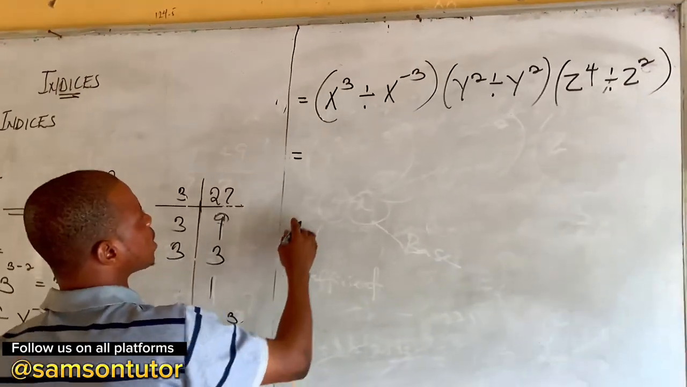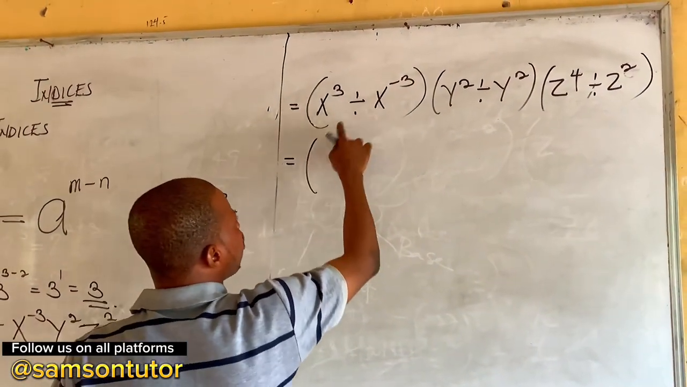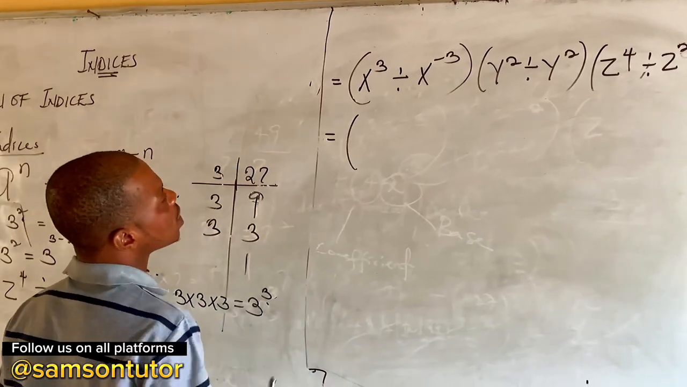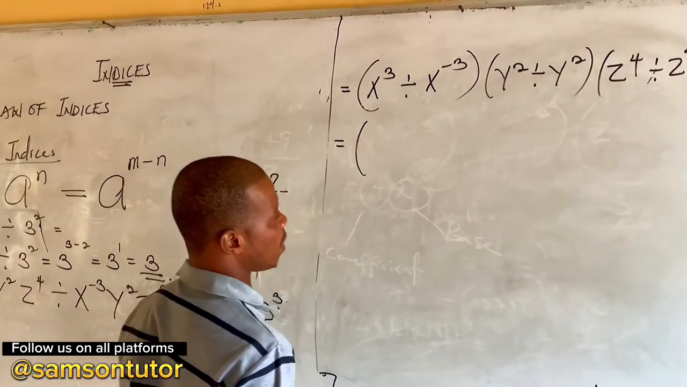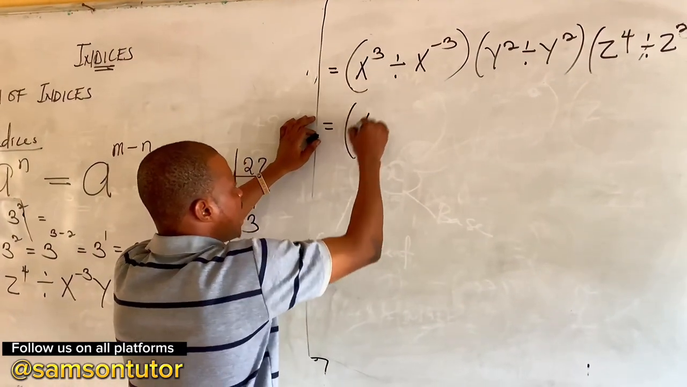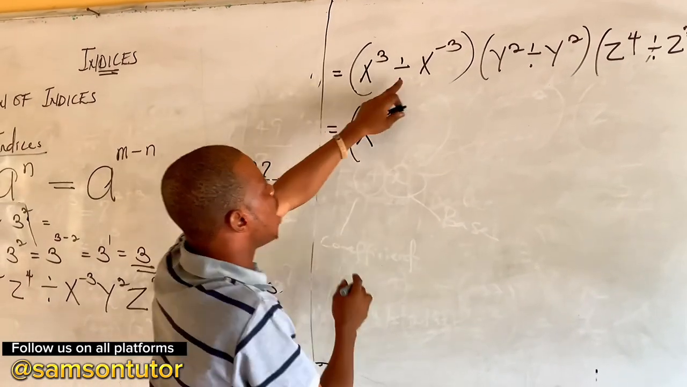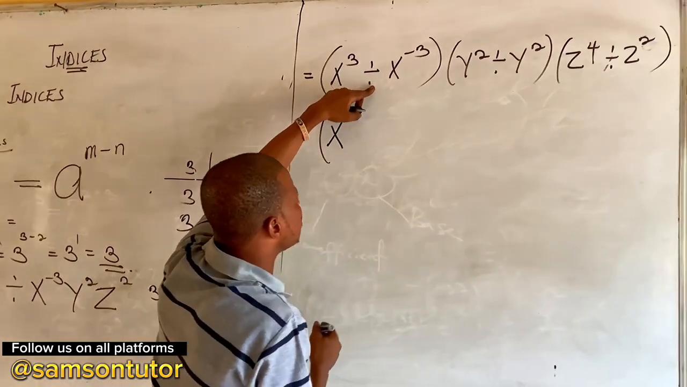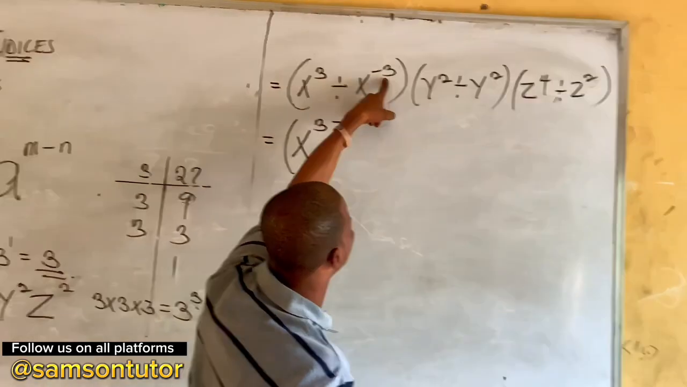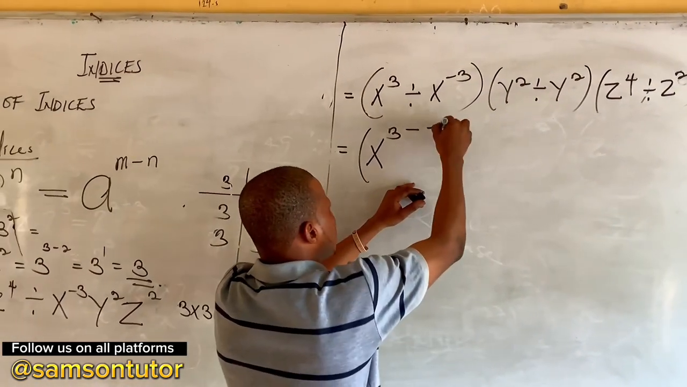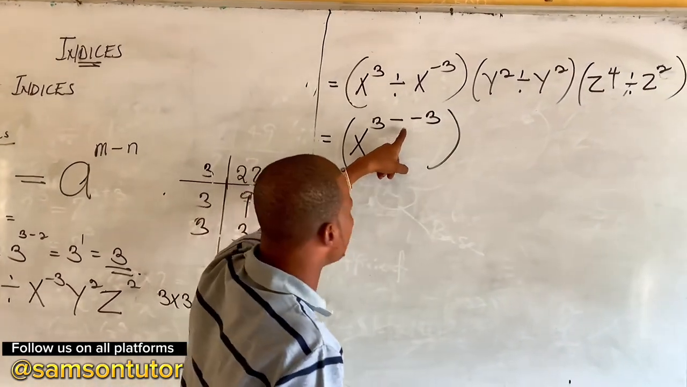Now, in this instance, they follow the second law of indices, which says whenever you have the same base dividing each other, you take one of the base and you subtract the power. We have x raised to the power 3. Now we have the division sign here, so we subtract the power. And the power also has an initial minus 3, which means that we have 3 minus minus 3.